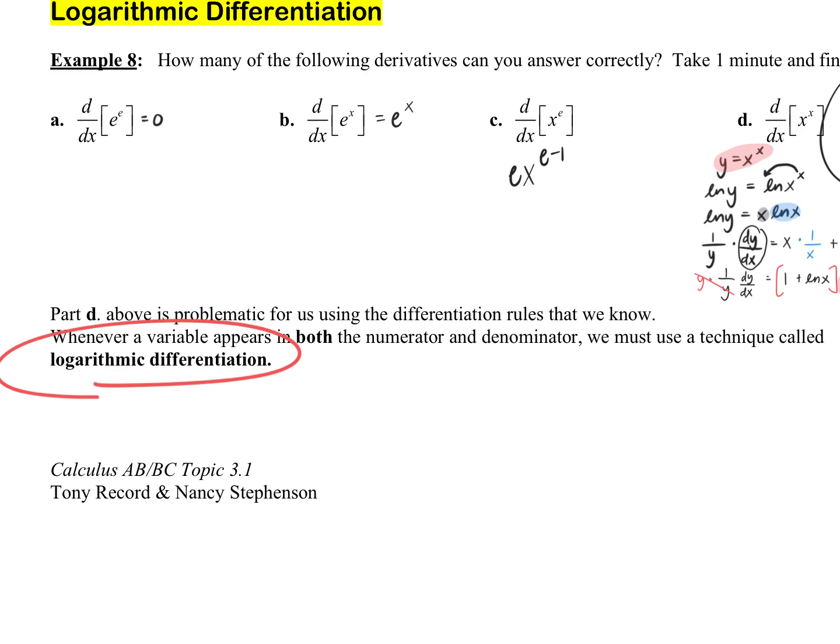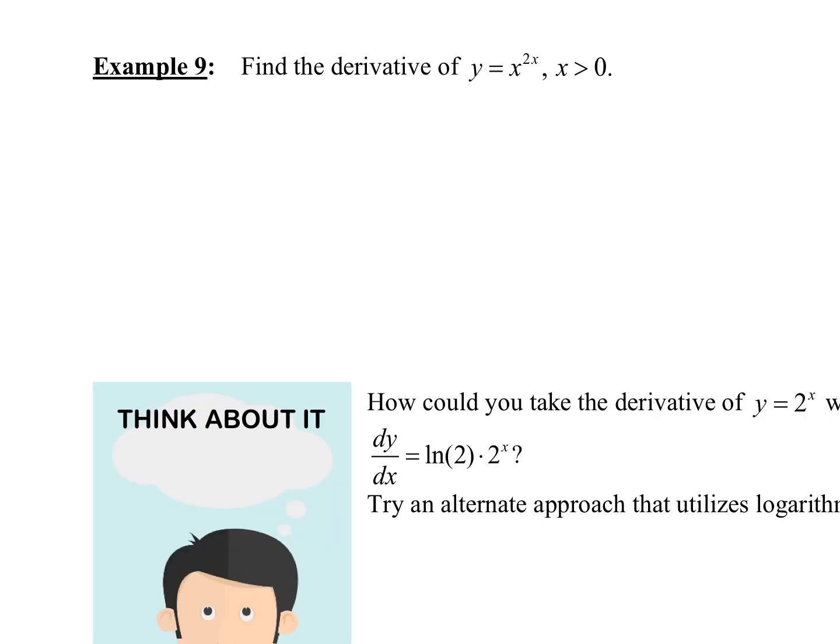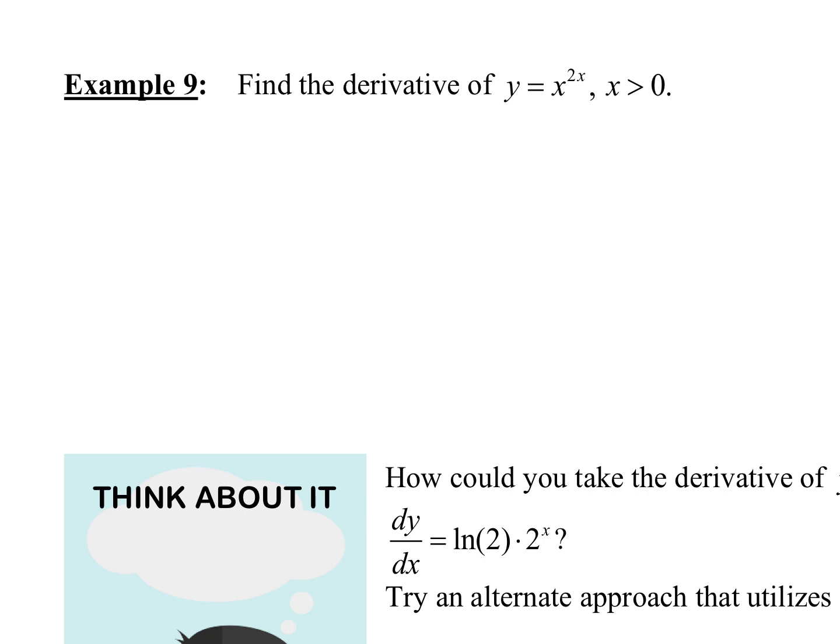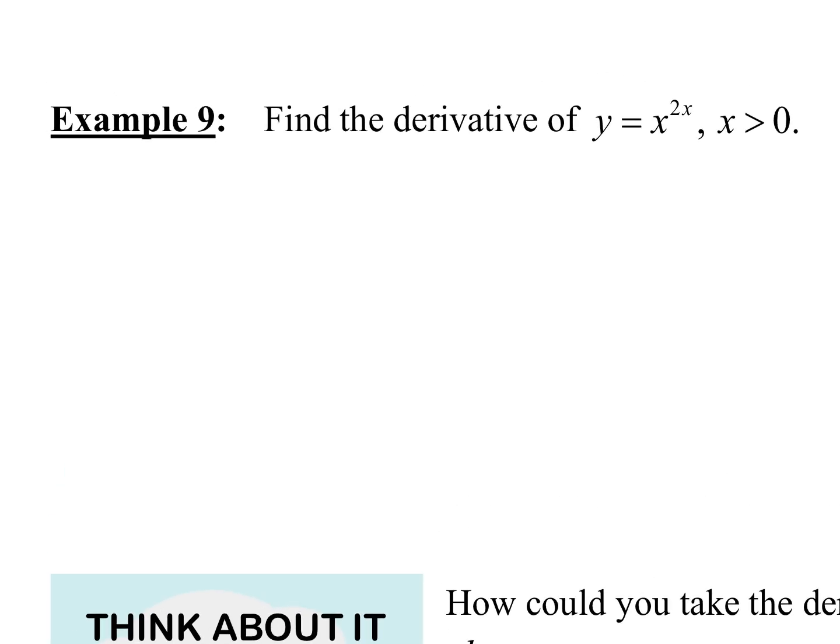We got 2 examples. All right, I want you guys to find the derivative using that same idea that we just did of y equals x to the 2x power. Okay, so to get rid of this 2x in the exponent, we have to take the natural log or the log of both sides. Does it matter which one I use? Nope, they both do the same thing.